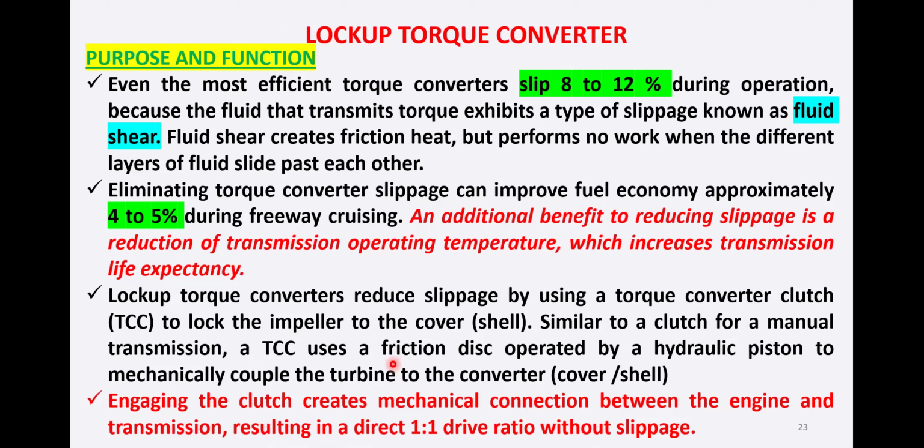So basically, these are the friction discs which are operated by a hydraulic piston or hydraulic mechanism in order to mechanically couple the turbine to the converter cover or shell. Engaging the clutch creates a mechanical connection between the engine and the transmission, resulting in a direct 1:1 drive ratio without slippage. So when we engage the torque converter clutch, there is a direct drive ratio, and so there will be no slippage.